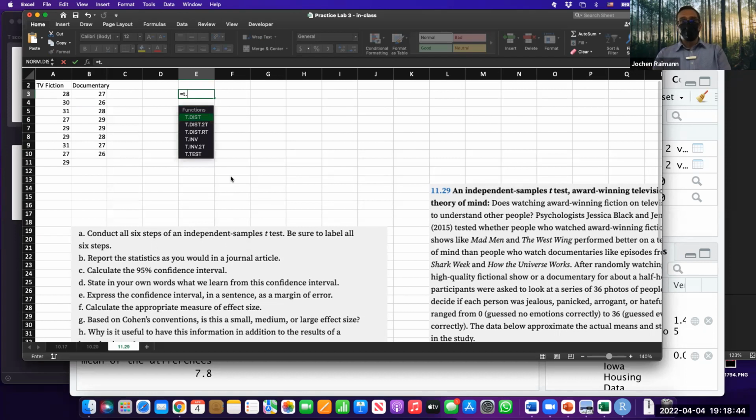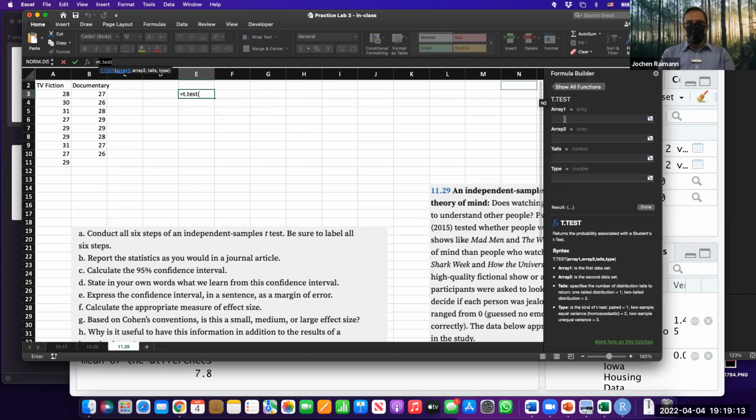So the t-test in Excel is T.TEST, with 4 different entries it requires you to give. It wants array 1, which is sample 1, array 2, which is sample 2, tails 2, type. This is where it's getting interesting. We click here on the formula builder, the fx over here. We click on array 1, that's our TV fiction. Array 2, documentary. Tails 2, type. And now you need to read what's written down there.